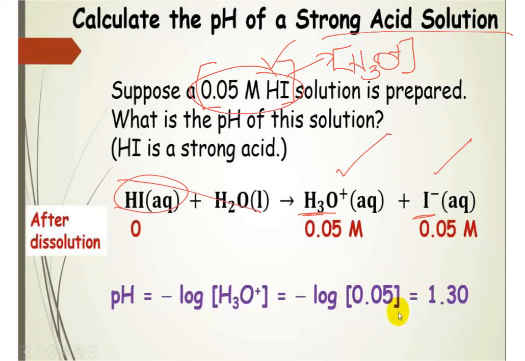The original intact acid is all gone, and whatever the original concentration of the acid was will be the concentration of the hydronium ion. And as a matter of fact, it will also be the concentration of the conjugate base, since the stoichiometry is all 1 to 1 to 1.